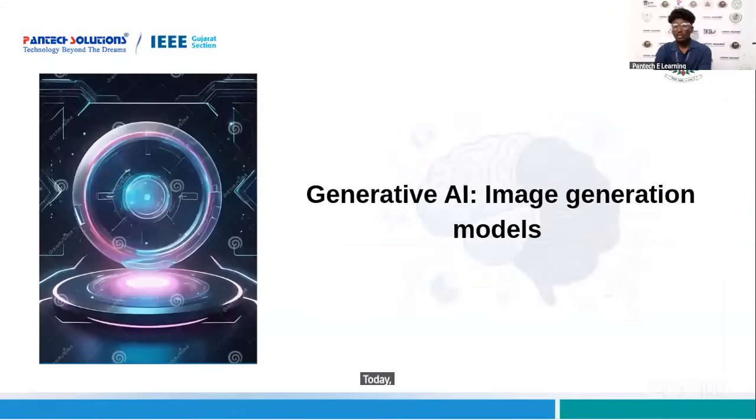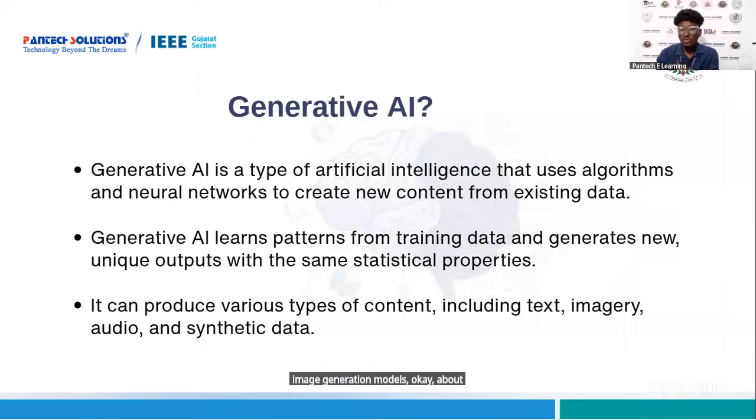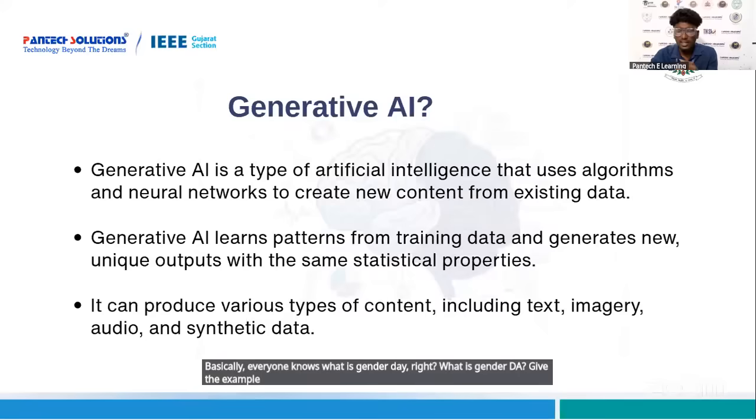Today we discuss image generation models, about generative AI. Basically everyone knows what is generative AI, right? What is generative AI? Give an example. Is there any generative AI? What is generative AI?